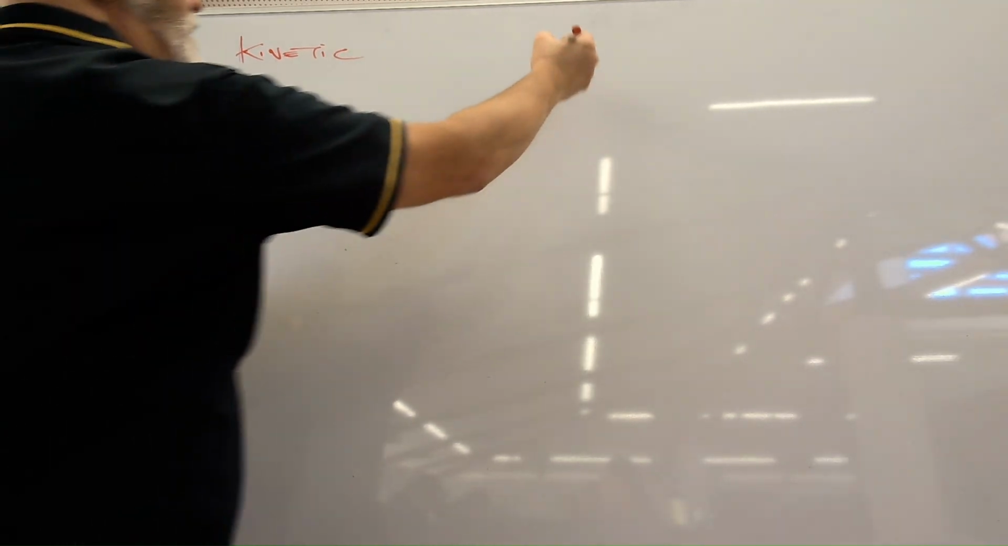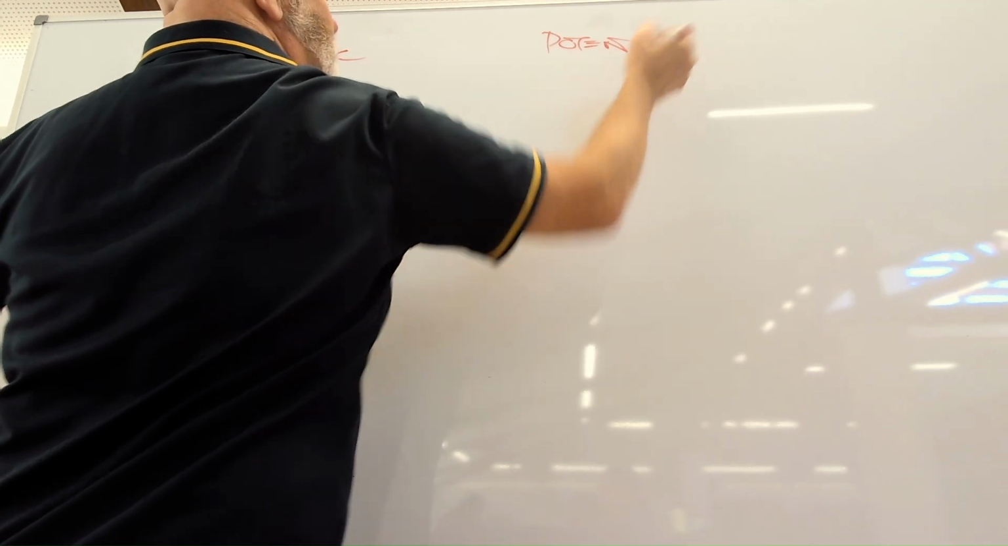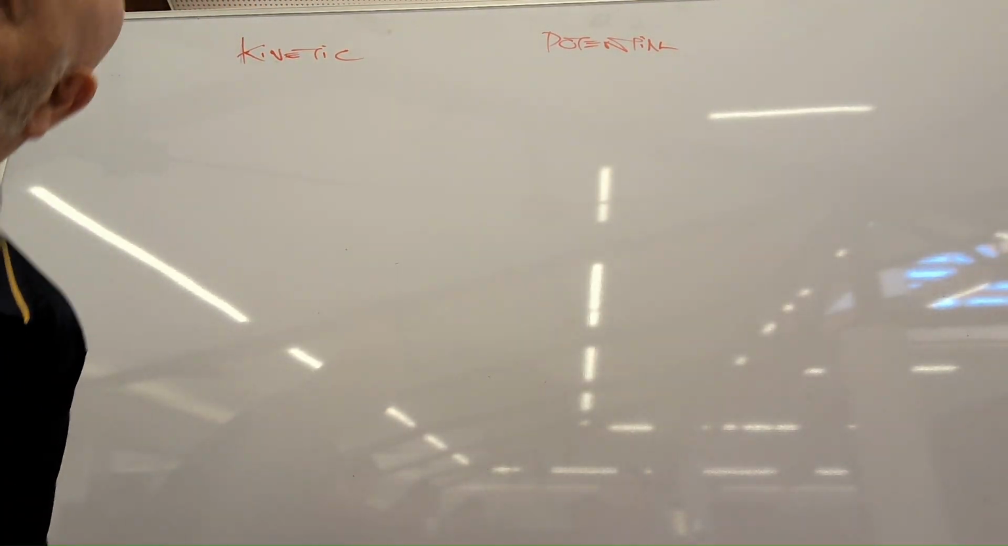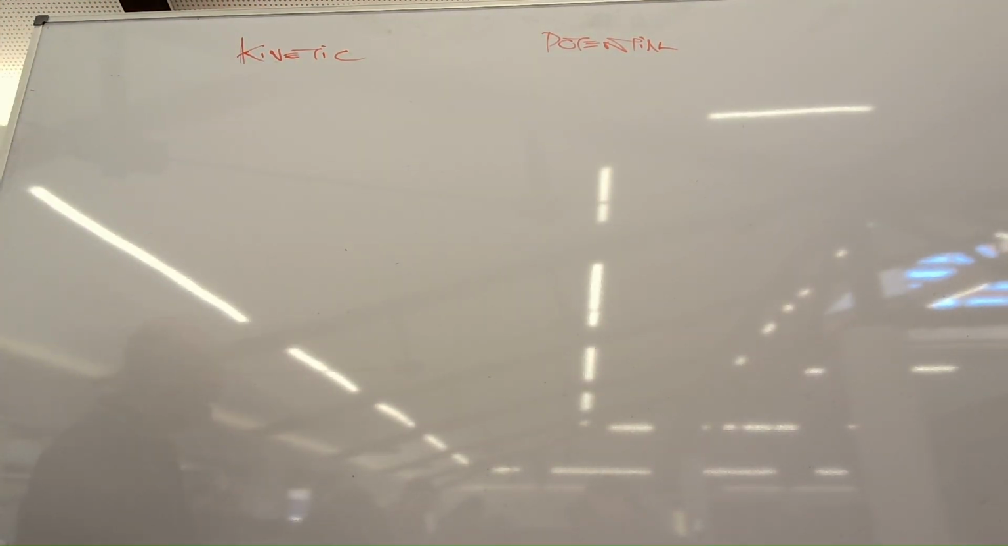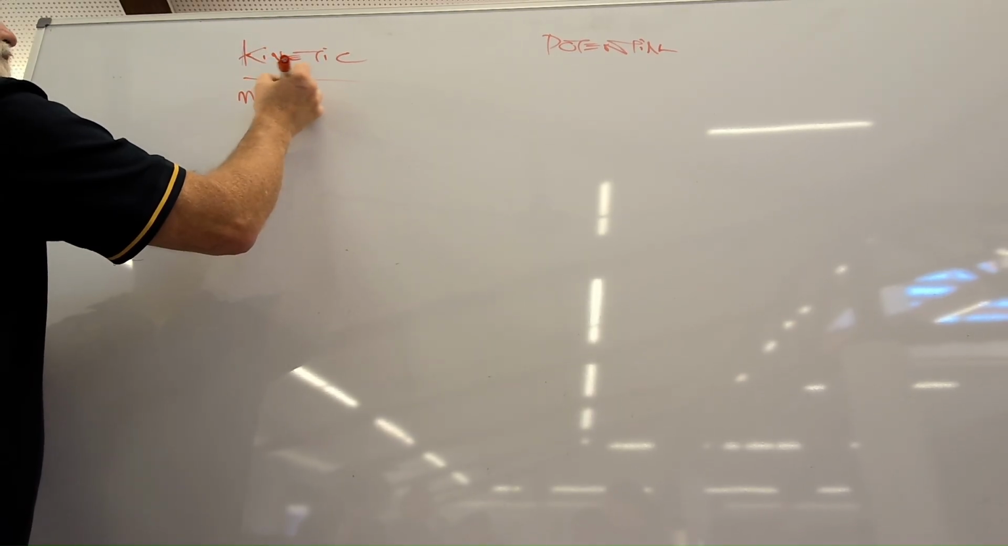There is kinetic energy and there is potential energy. Kinetic energy is movement. So anything that is moving has kinetic energy. And so there are, just in general, different types of kinetic energy. There is, of course, the energy of movement.